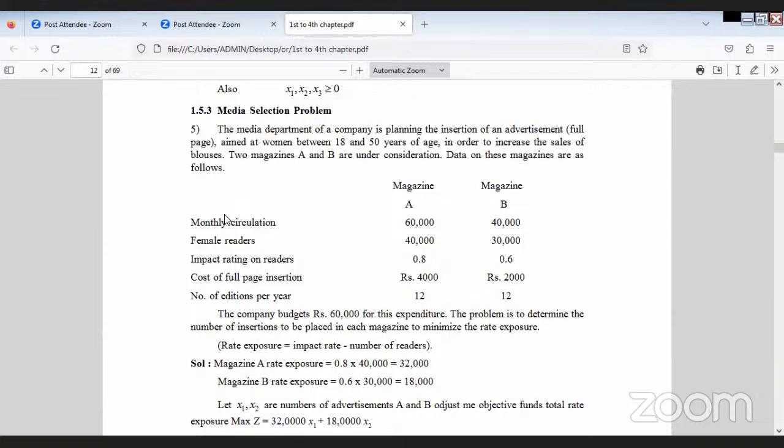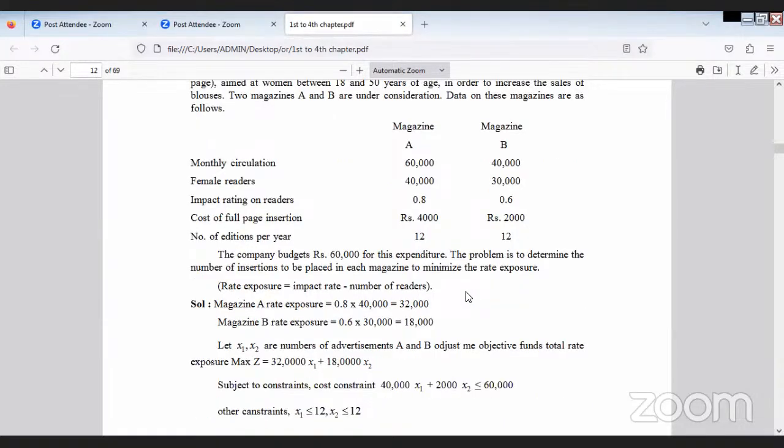Two magazines A and B are under consideration. Monthly circulation, female readers and male readers, impacting readers, cost of full page insertion, number of editors. First 60,000, second 40,000, 40,000, 30,000, 0.8, 0.6. He gave the data, did he or not? Yes, sir.